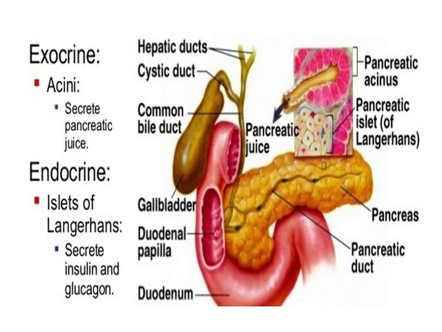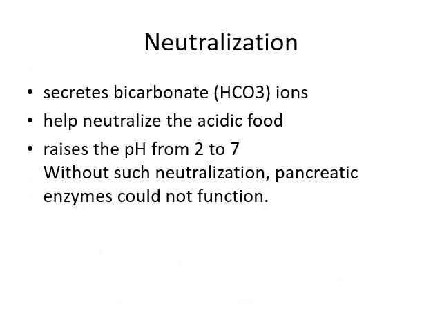Now the hepatic duct, bile duct and pancreatic duct all combine and go into the small intestine, that is the duodenum, at the duodenal papilla. Neutralization: pancreatic juice contains enzymes, and the pancreas produces the hormones. Also the small intestine secretes bicarbonates that neutralize the acidic food to pH 7. Without such neutralization, pancreatic enzymes could not work.